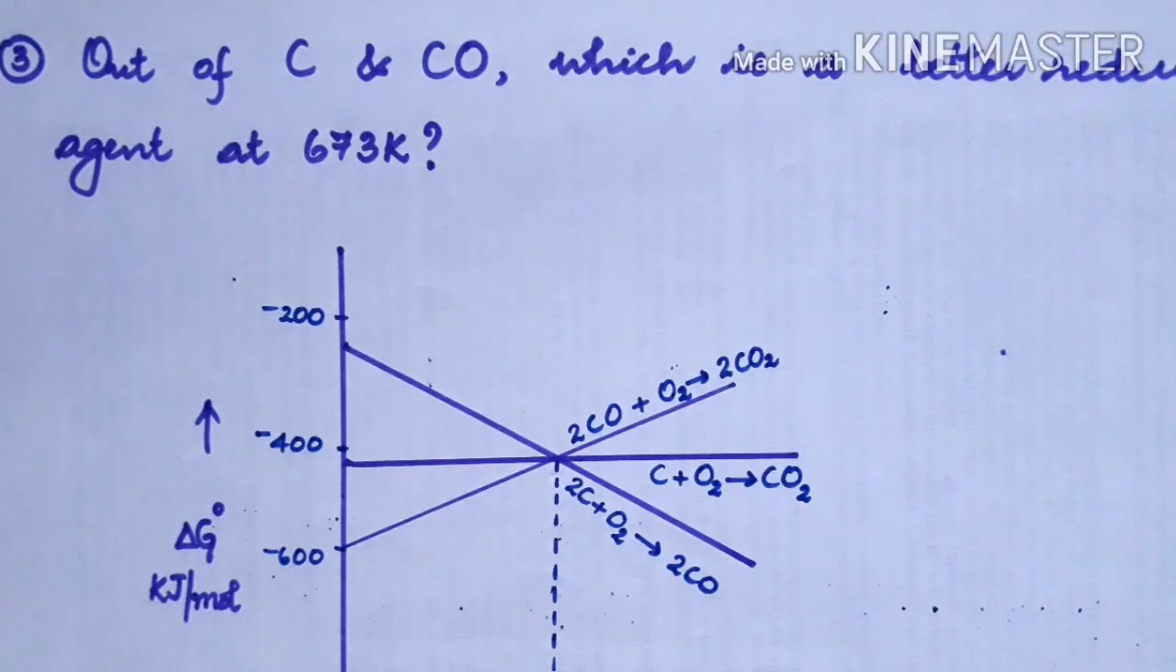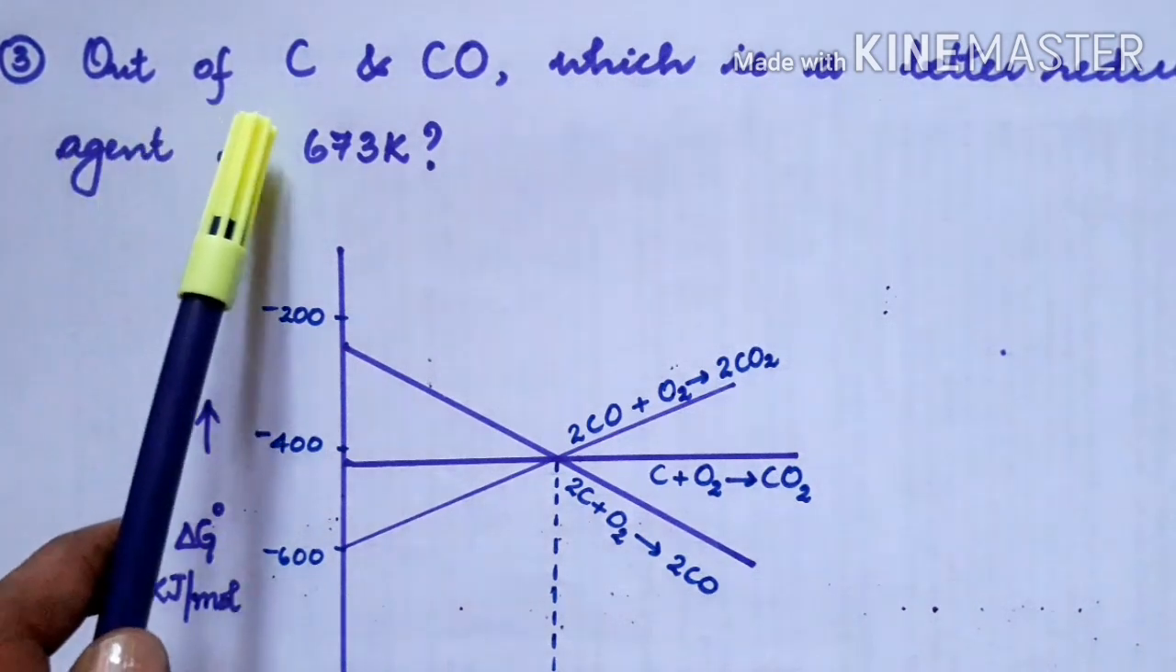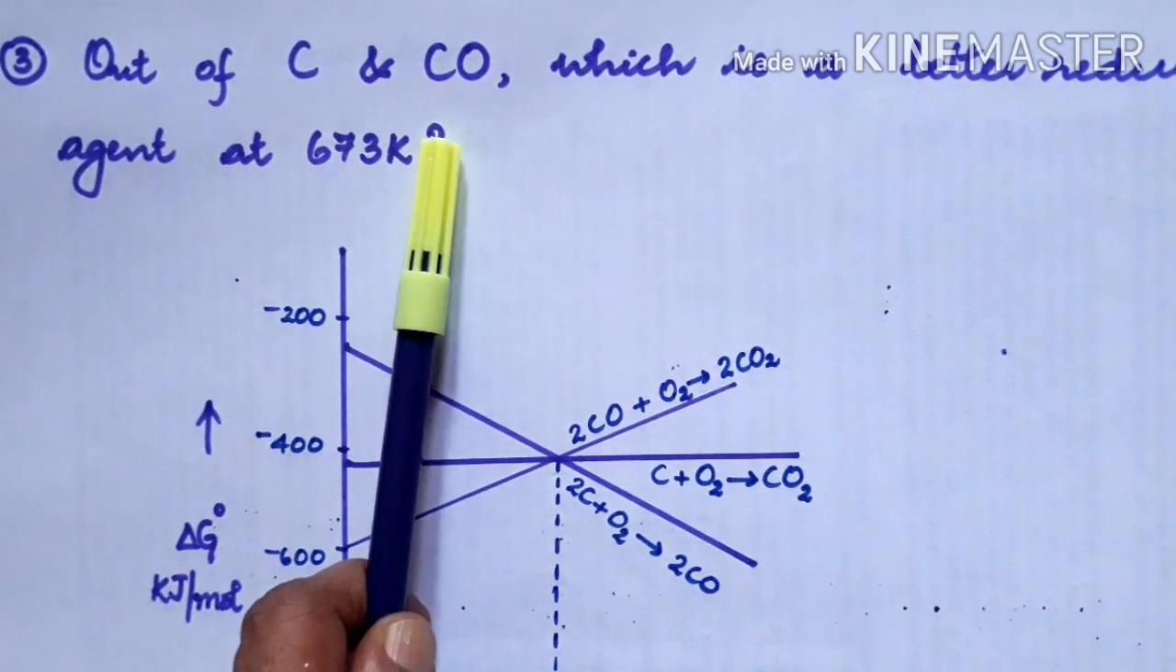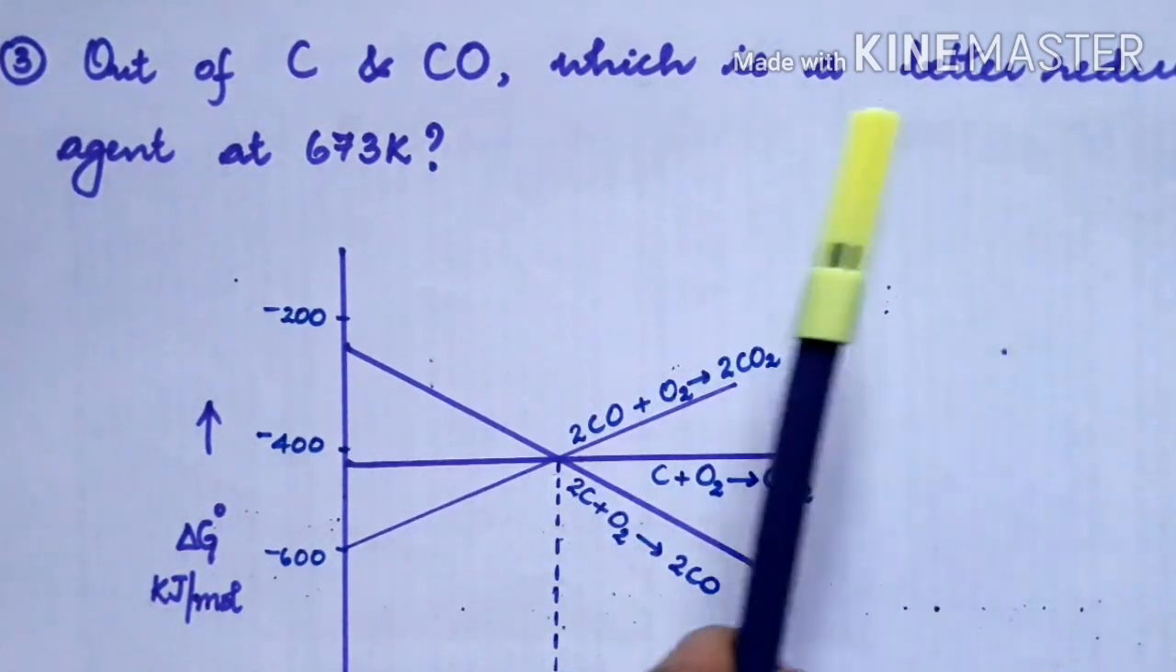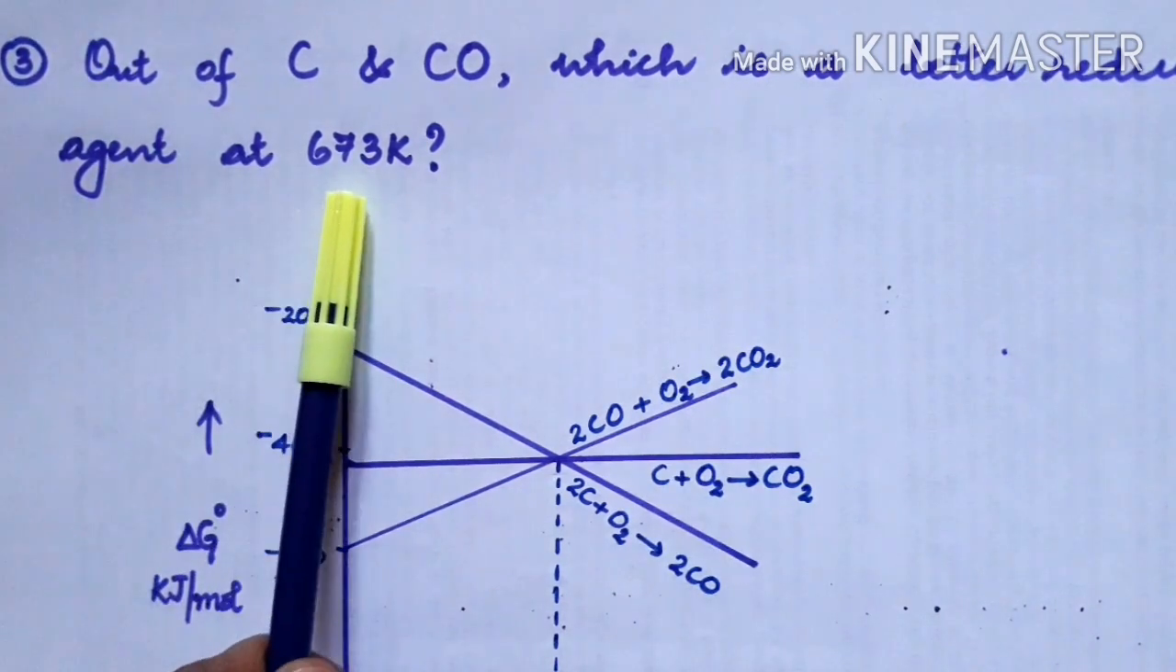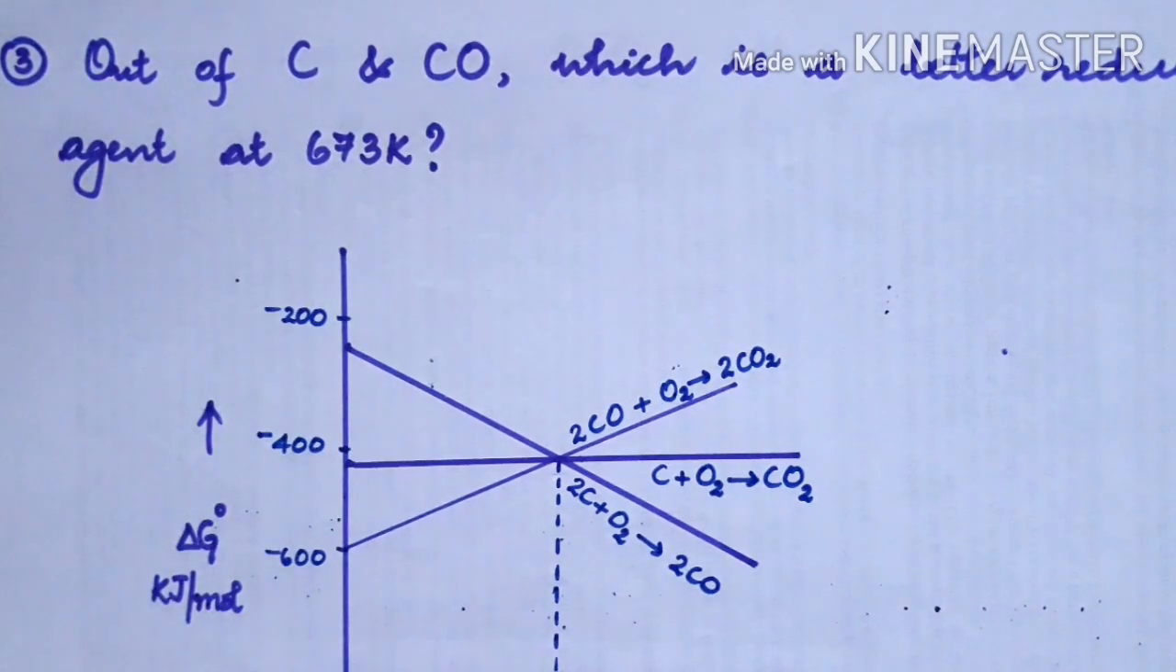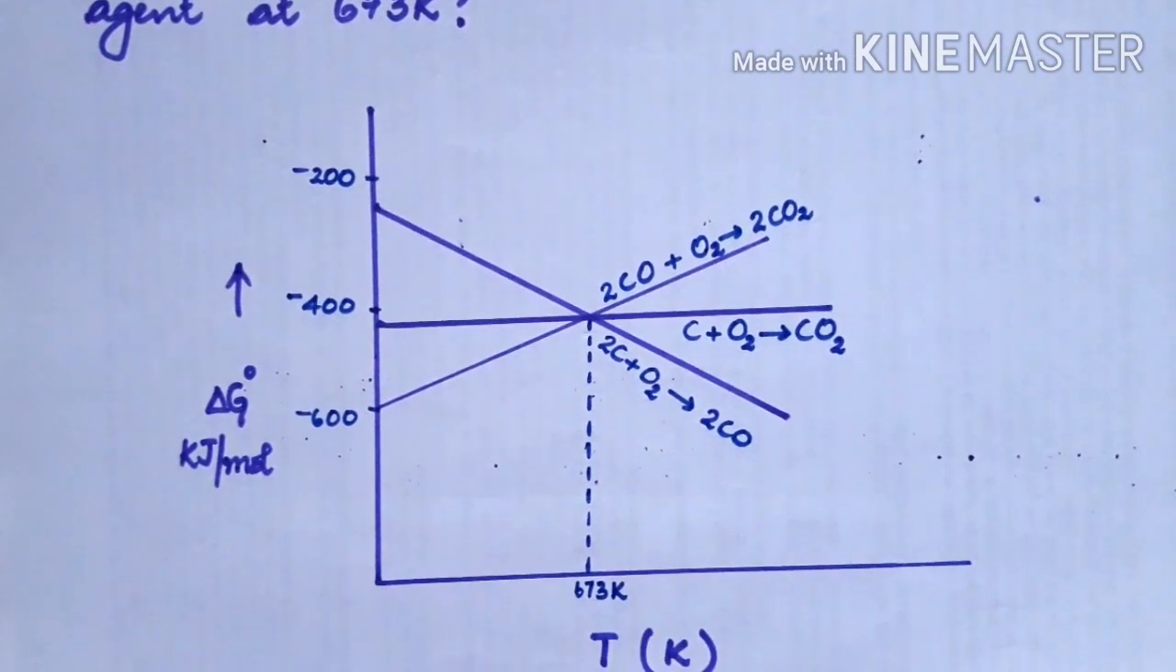Assignment. First question. Out of carbon and carbon monoxide, which is the better reducing agent at 673 Kelvin? The graph is given like this.